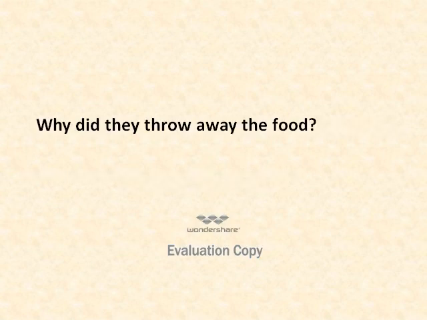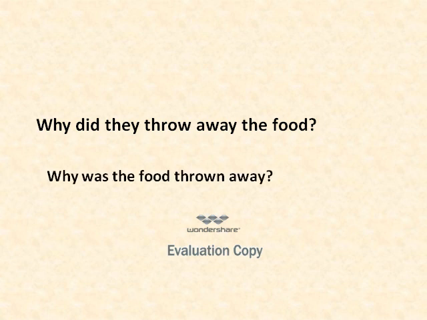How about a question? Why did they throw away the food? So first you have to decide the tense, and we know this is simple past because we're using the helping verb did. What is be in the simple past? Well, it could be was or were, depending on the new subject. The food was. Now we need to make that in a question. Why was the food thrown away? So in the original, did throw, active voice, becomes was thrown in the passive voice.